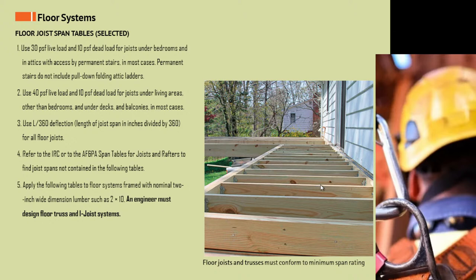So apply the following tables to floor systems, frame width nominal, 2-inch wide dimension lumber, such as 2x10. An engineer must design floor truss and joist system. So floor joists and trusses must conform to minimum span rating. The codes specify according to how long they are and what type of wood they are made of. So it is written in the code. Different types of timber and their corresponding properties. In the code for timber, there are 5 specified structural properties.